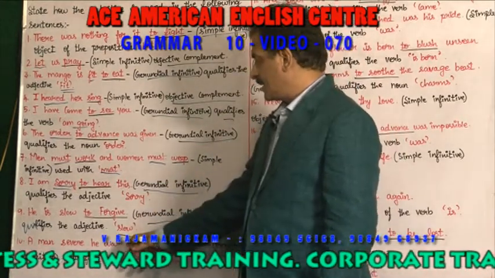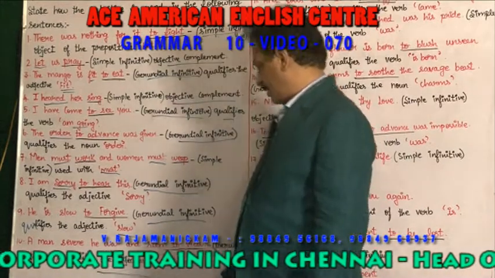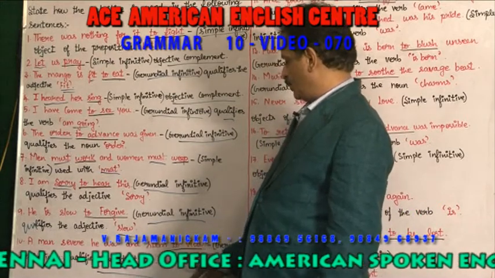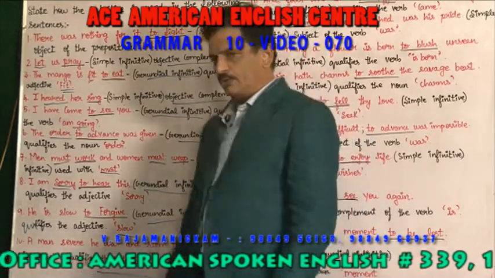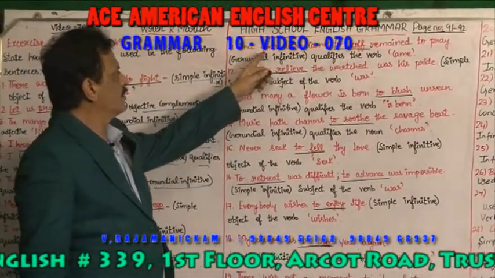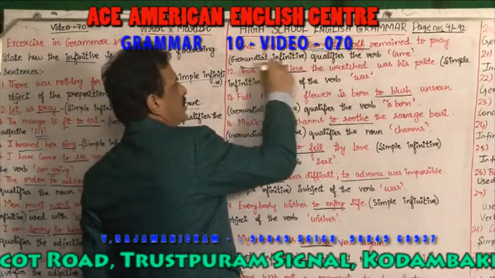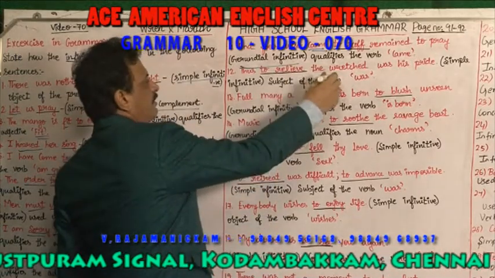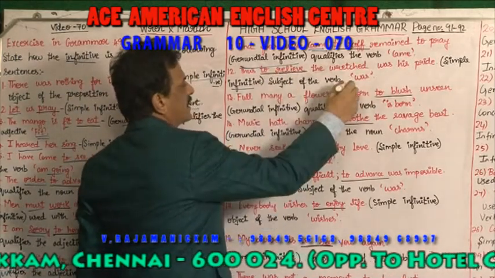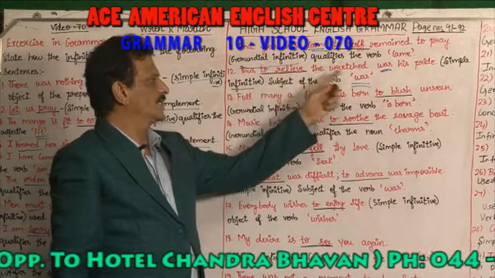"A man severe he was and stern to view." It's a gerundial infinitive, qualifying the adjective stern. Now coming here: "And fools who came to scoff remain to pray." It qualifies the verb came. So it is a gerundial infinitive. "Thus to relieve the wretched was his pride." It is a simple infinitive. So "to relieve" is the subject of the verb was. So it is a simple infinitive.